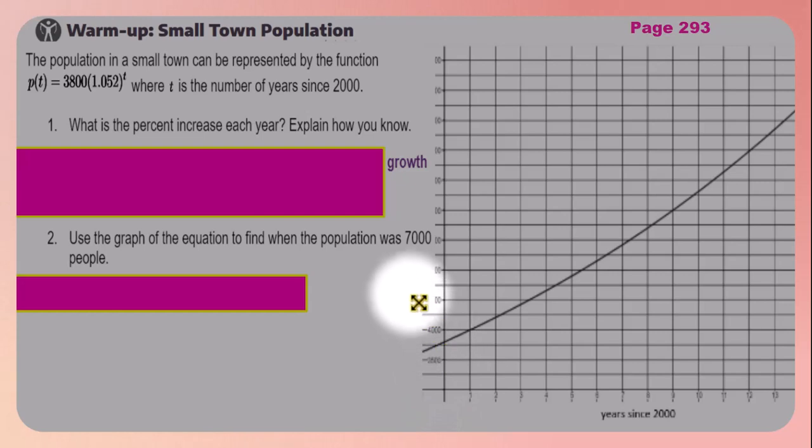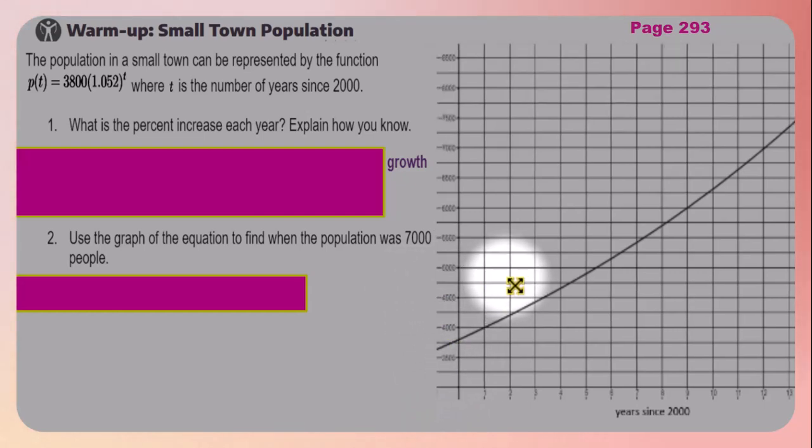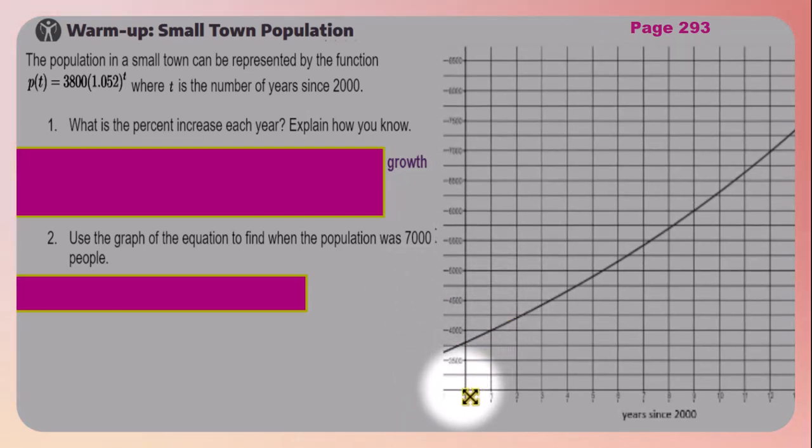It's really small and hard for me to read. Let me move it over a little bit. All right, this is 4,000, so this is 1,000, 2,000. It's going up by 1,000 each time. And that is representing our population. So what is the percent increase each year?